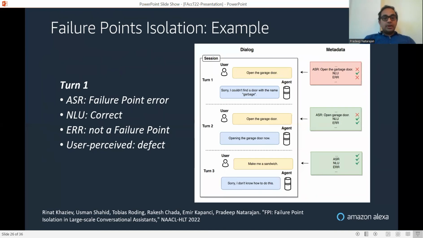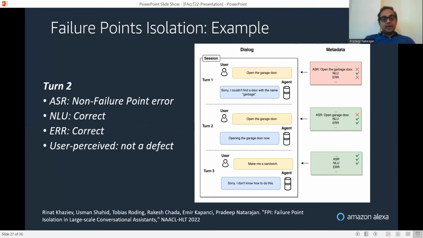To illustrate an example of our failure point isolation, consider this figure. In the first turn, the user says, open the garage door, but the ASR module incorrectly transcribes it as open the garbage door. The NLU can process it correctly and mark the intent, the domain, as well as the entities correctly. But the entity resolution can't work. But this was not the first failure point. The first failure point was the ASR. And the user gets a defective response where we say, sorry, I couldn't find a door with the name garbage.